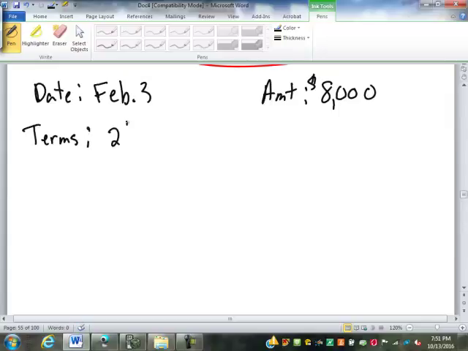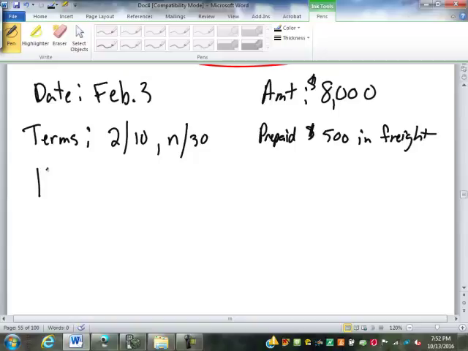Terms, 2/10, net 30, prepaid, $500 in freight. How much is paid total if paid on February 10th?